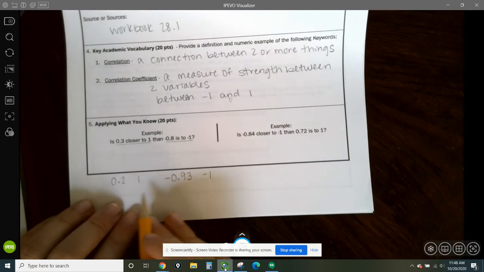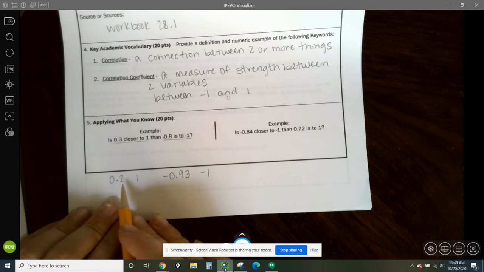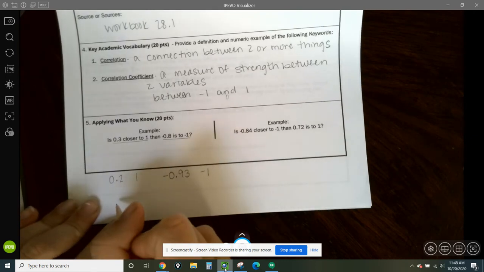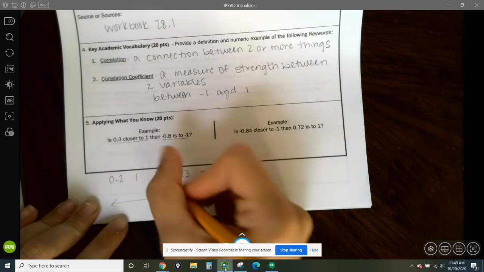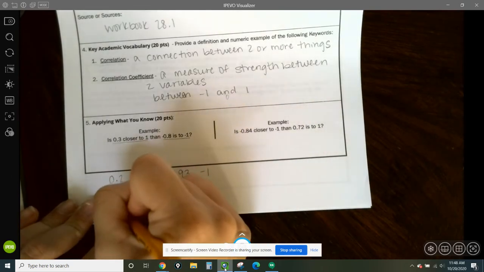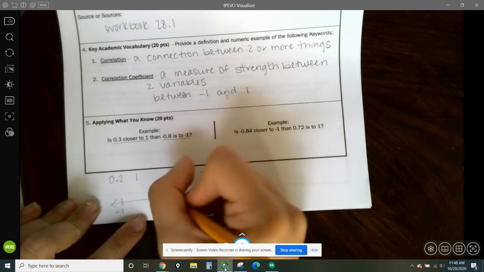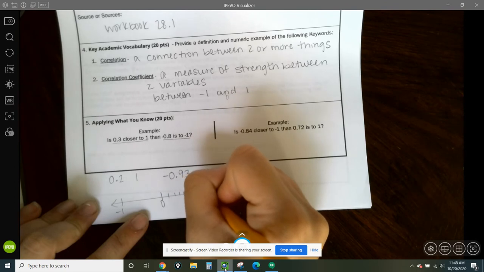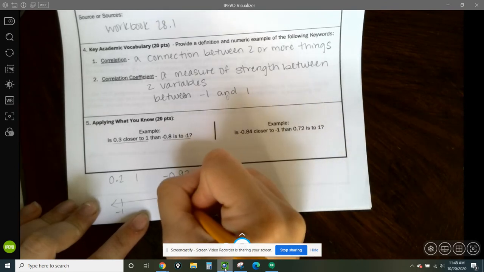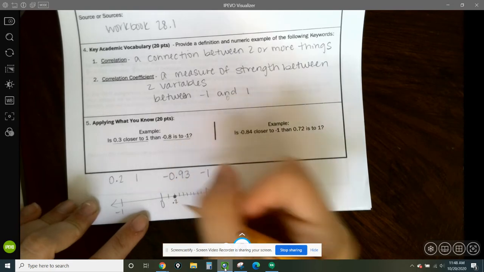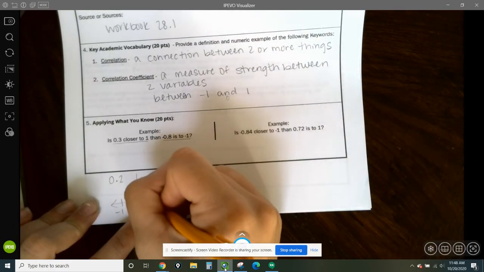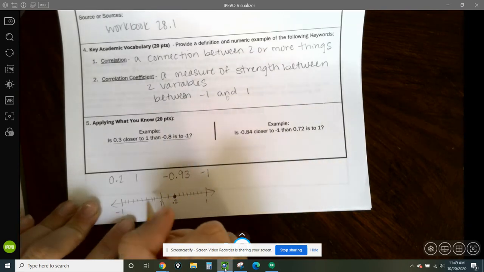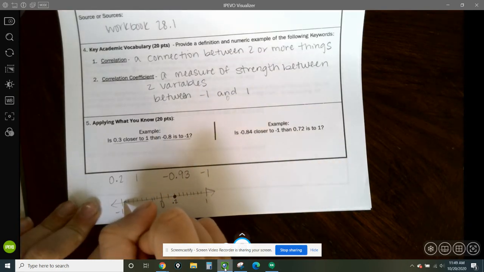If I use my examples right here, is -0.2 closer to 1 than -0.93 is to -1? If I think about a number line for a minute, here's 0, here's 1, here's -1. Let's say I had these separated into tenths: 1, 2, 3, 4, 5, 6, 7, 8, 9. 0.2 would be right here. 1, 2, 3, 4, 5, 6, 7, 8. I've got to fit one more in. -0.93 would be right here.